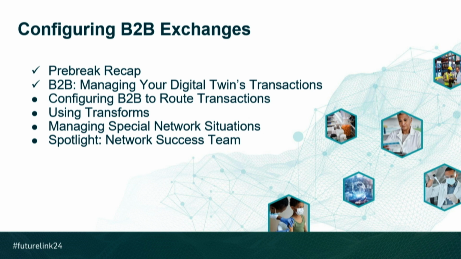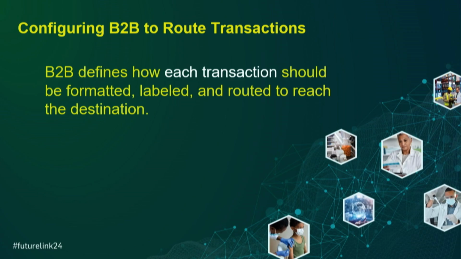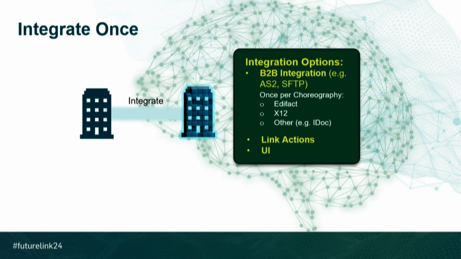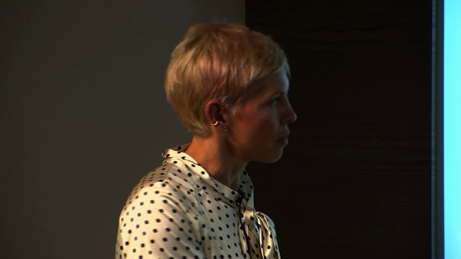So looking at how to configure the B2B to route the transactions. Just to summarize again, B2B define how each transaction should be formatted, labeled, and routed to reach the end destination. So we heard this morning about integrate once, and basically when you integrate on the system once, you're enabling your digital company on the network. And the way you integrate into TraceLink is either through B2B integration, for example, AS2 or SFTP, API, which are TraceLink's link actions, or the UI.